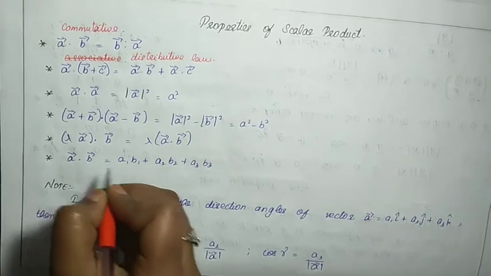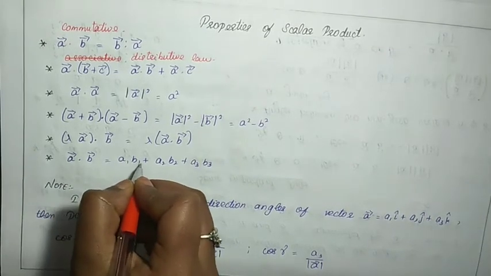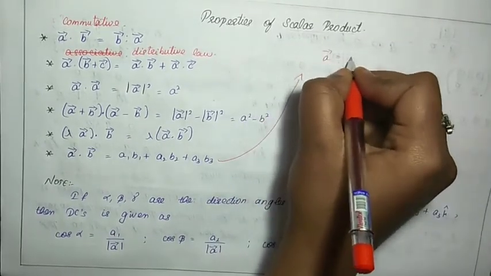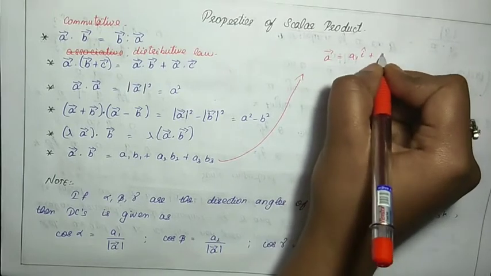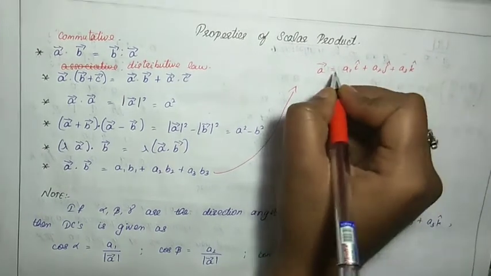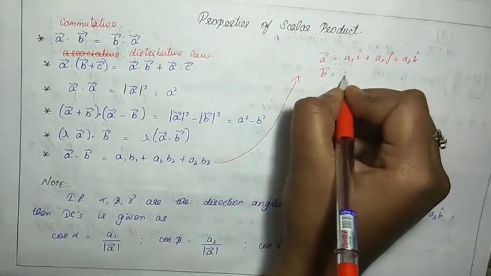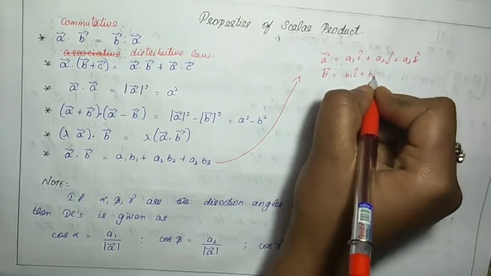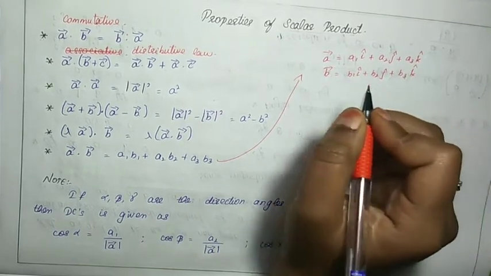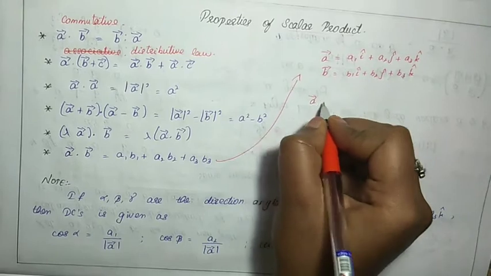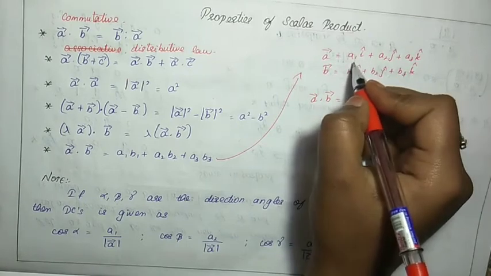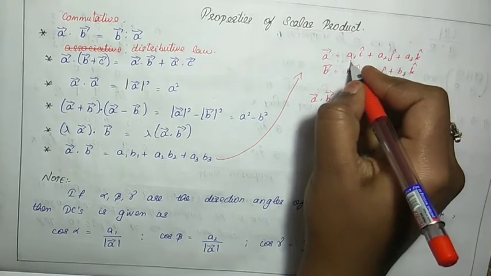Next, a vector dot b vector equals a1 b1 plus a2 b2 plus a3 b3. Let me explain this here. I have a vector equals a1 i cap plus a2 j cap plus a3 k cap, and my b vector is b1 i cap plus b2 j cap plus b3 k cap. Now I'm doing a vector dot b vector, multiplying as we do for normal multiplication.